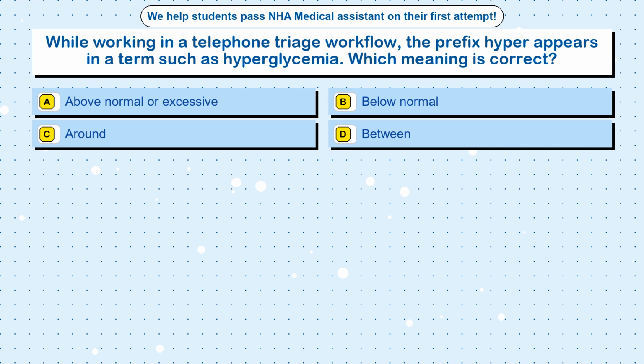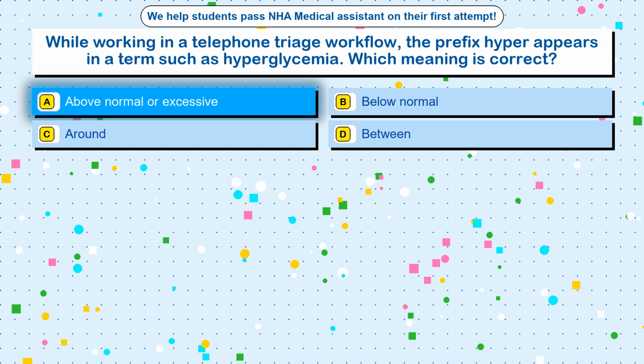Question 6. While working in a telephone triage workflow, the prefix hyper appears in a term such as hyperglycemia. Which meaning is correct? Option A. Above normal or excessive. Option B. Below normal. Option C. Around. Option D. Between. The correct answer is option A.